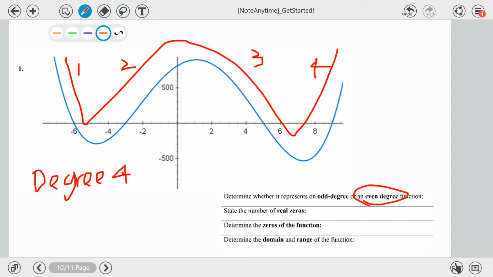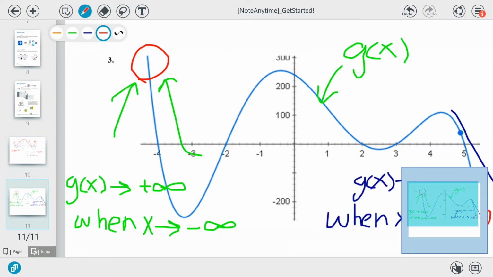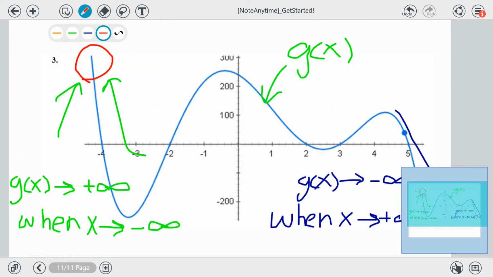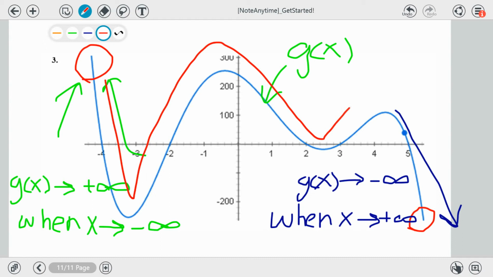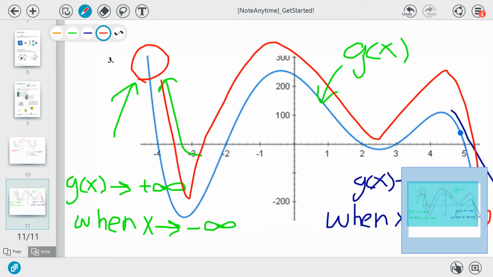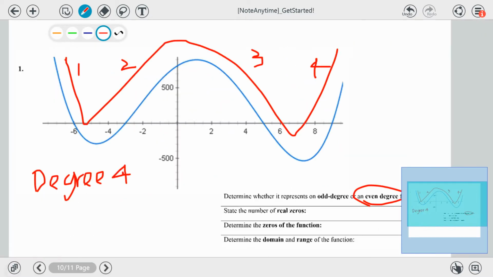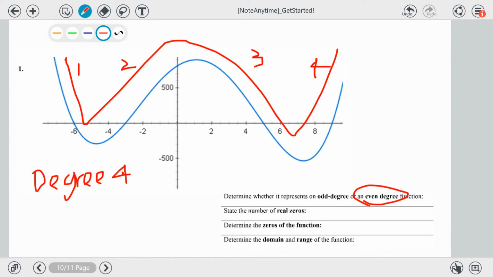Not too bad, is that right? Now if you look at number 3, I know it looks a little messy, but we can draw it with 1, 2, 3, 4, 5 different strokes. So this would be my degree 5 polynomial, or I can just say this is my odd degree polynomial. This wasn't too bad, is that right?